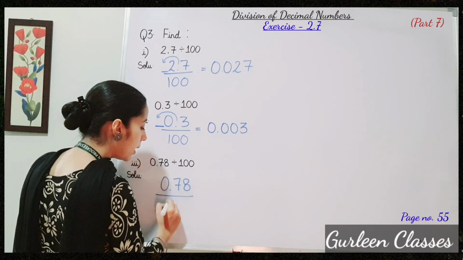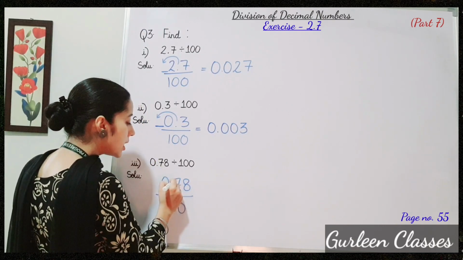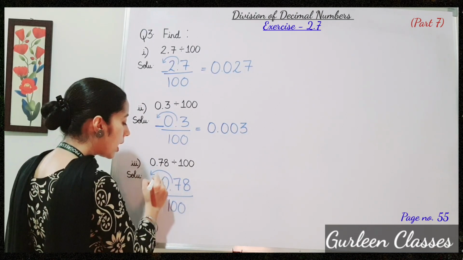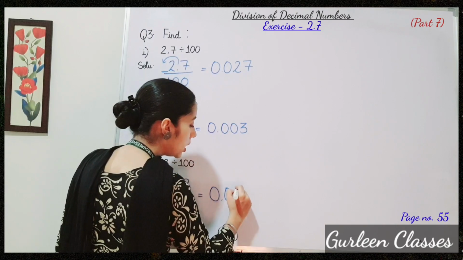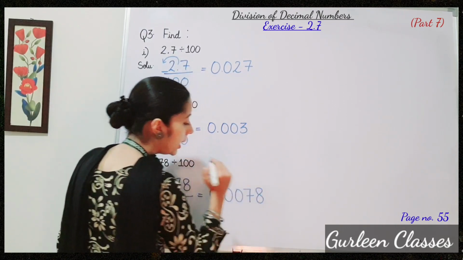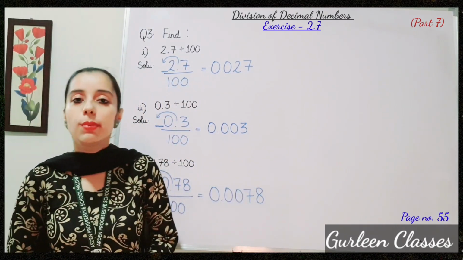Now third question, 0.78 divided by 100. Move this decimal point to the left. So add here another 0. Answer is 0.0078. So students, remaining parts will be a homework.